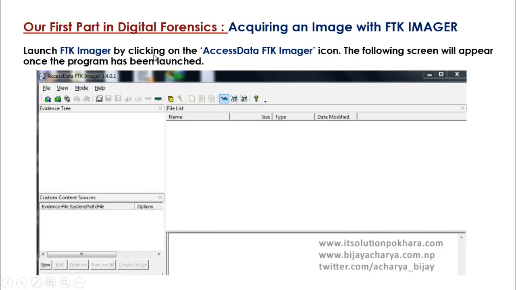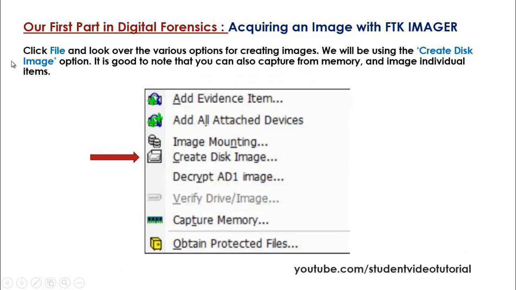Launch FTK Imager by clicking on the AccessData FTK Imager icon. Before this, you have to install AccessData FTK Imager on your system. It is free, so go and download it. The following screen will appear once the program has been launched. This is the basic outlook of how AccessData FTK Imager looks.